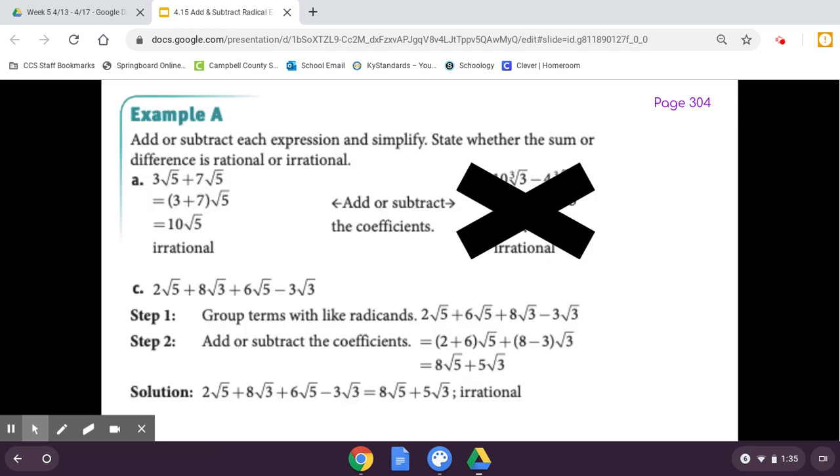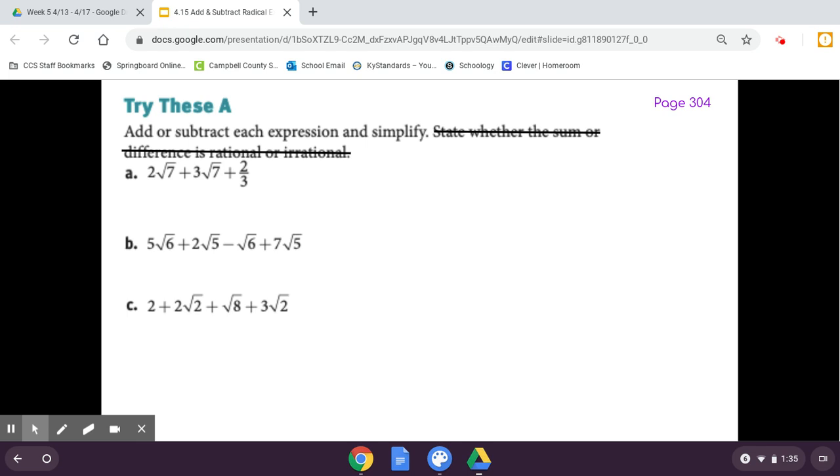All right, so here are some examples on page 304. You're welcome to read through these by yourself. I crossed out the cube root one because we're not focused on that right now. I'm not going to talk you through these examples. You can read through that yourself, but I am going to do some on the next page. So we're going to work on the try these A on page 304.